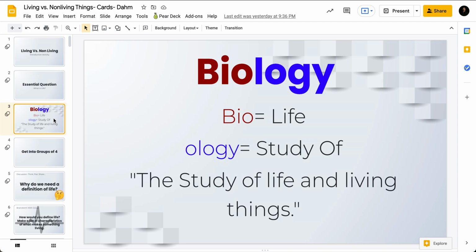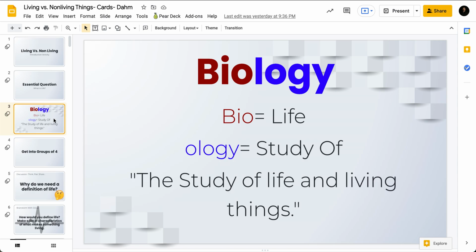So you have cosmetology, the study of cosmetics. You have cardiology, the study of the heart. You have psychology, which is the study of the psyche, or the mind, in other terms.